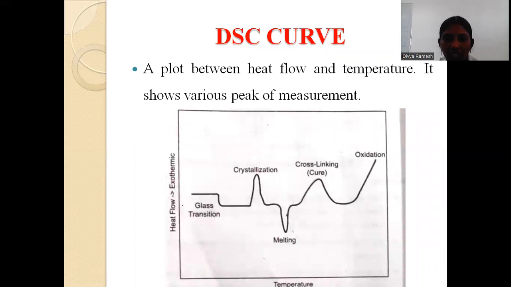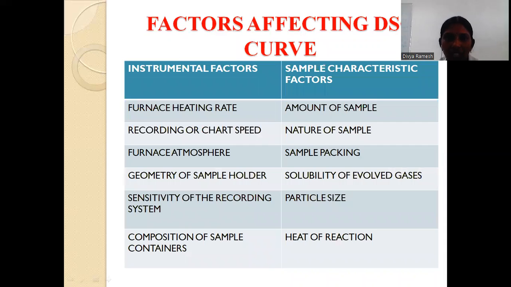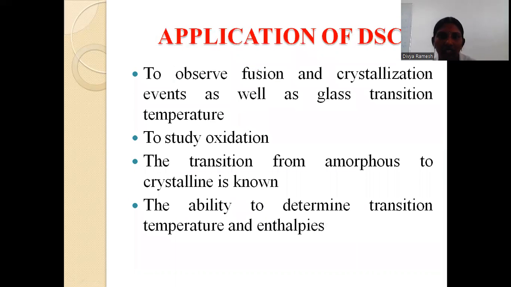With the help of the parameters obtained, we can plot temperature versus heat flow rate on a graph. We will obtain the glass transition temperature, crystallization temperature, melting point, and cross-linking and oxidation of a particular material. The various states can be studied with the help of this DSC curve. So these are the various factors which affect the DSC curve: instrumental and sample characteristic factors.